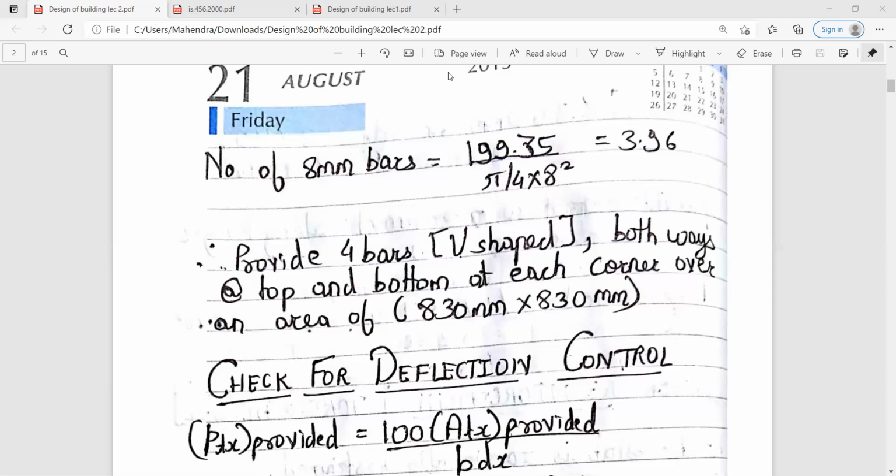So total number of bars that you have to provide on the corner side of your slab is 3.96. That will be approximately equal to 4. So you can provide 4 bars, and all the bars are of U shape for both the ways in the top and the bottom. And on each corner you have to provide these bars over an area of 830 mm by 830 mm, because already you had calculated the distance of 830. So you have to take 830 only distance from both top as well as for the bottom.